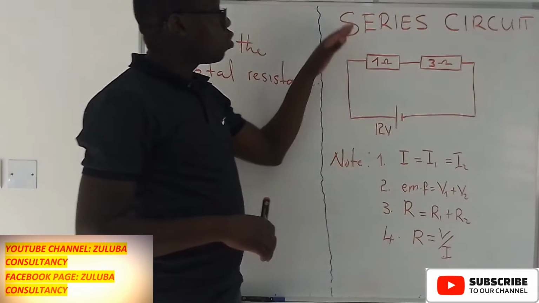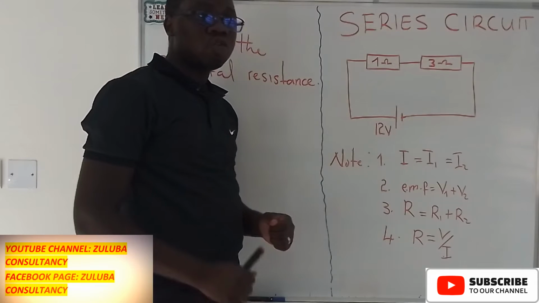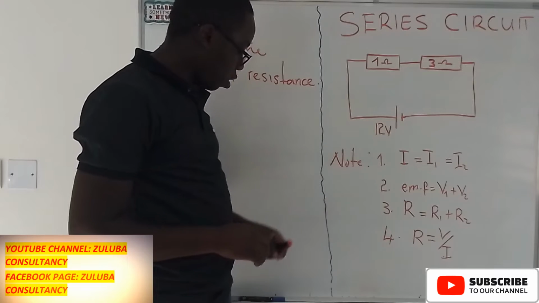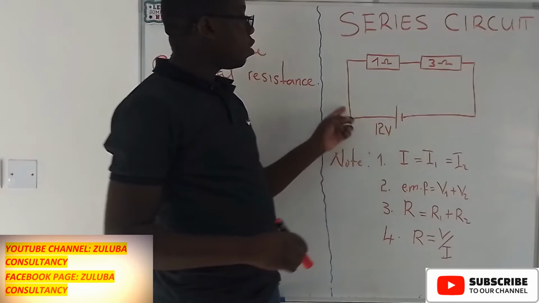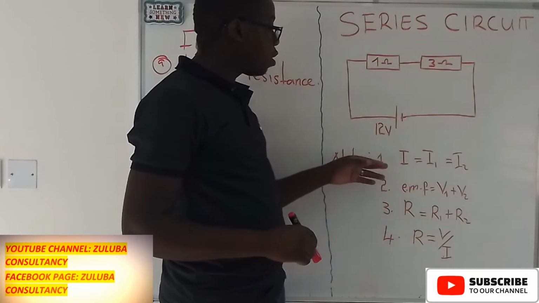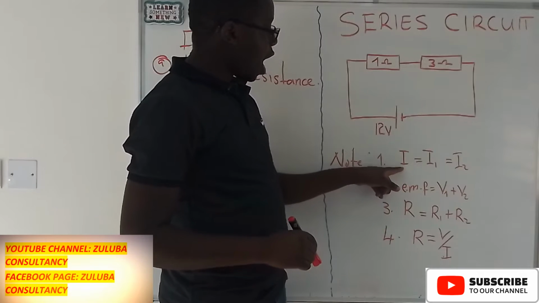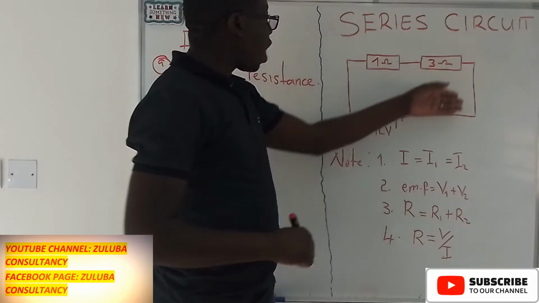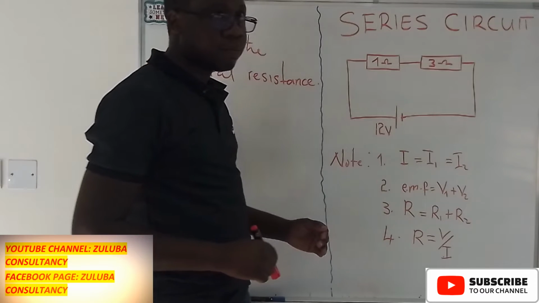So when it comes to series circuits, there are 4 points that you need to know when you are performing calculations under series circuits. The first one is the current in the series circuit is the same at any point. And for this reason we are saying I is equal to I1, which is equal to I2. So at any point in the circuit, the current is the same.